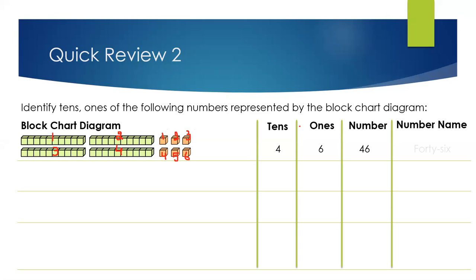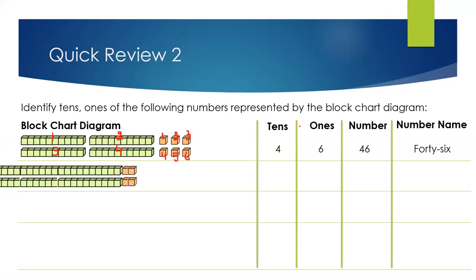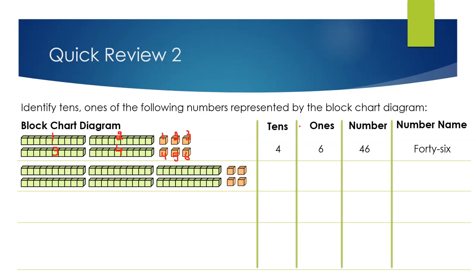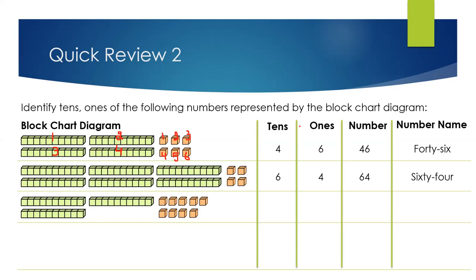4, 6, 46. Similarly, here is the second question, and you will tell me how many tens and ones this block chart diagram is showing. Here you can see that there are 6 tens, and 4 cubic blocks are representing 4 ones. So the number would be 64, and the same is written in words. Here is another question. Here you can see that we have 3 tens.